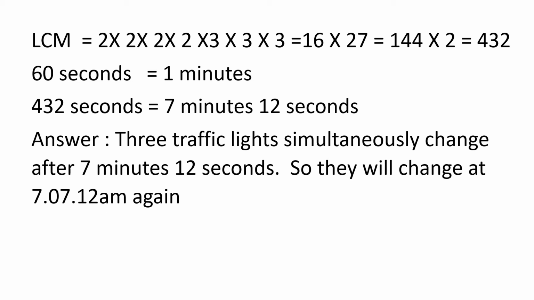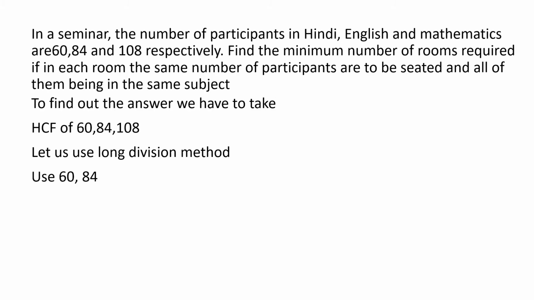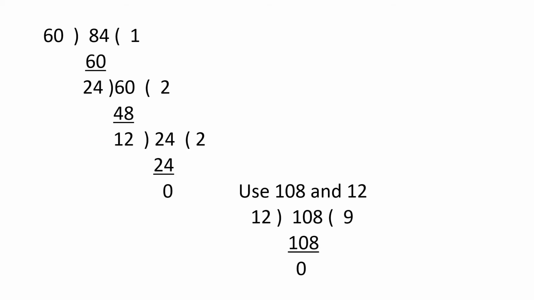Again, now going to the next one. In a seminar, the number of participants in Hindi, English and mathematics are 60, 84 and 108 respectively. Find the minimum number of rooms required if in each room the same number of participants are to be seated and all of them being of the same subject. To find the answer, we have to take the HCF of 60, 84 and 108, and we will use the long division method. First take two numbers, 60 and 84. 84 should be the dividend and 60 should be the divisor.